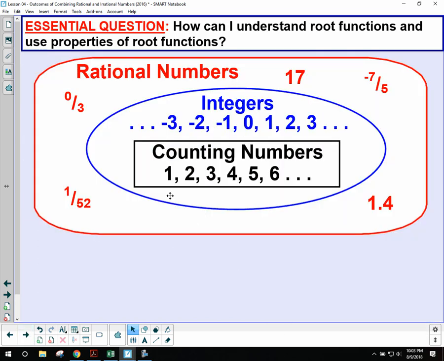So, here's a nice Venn diagram showing you what rational numbers are and how integers are housed in rational numbers, and counting numbers, or natural numbers, 1, 2, 3, 4, 5, are housed in integers. So pretty much the only thing separating counting numbers from integers is the zero and negative numbers.